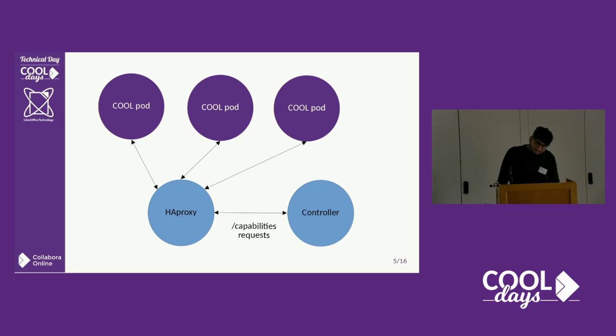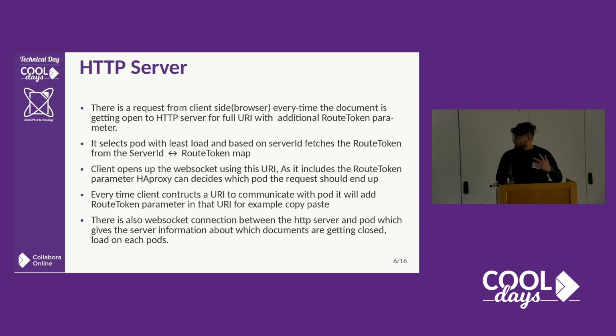To create this map, the controller will send a capability request to HA proxy. That request contains a parameter called route token, which is a random token, and HA proxy will forward it to all the Collabora Online pods. Hence, for each server ID we get one random token which acts like an address for further requests.